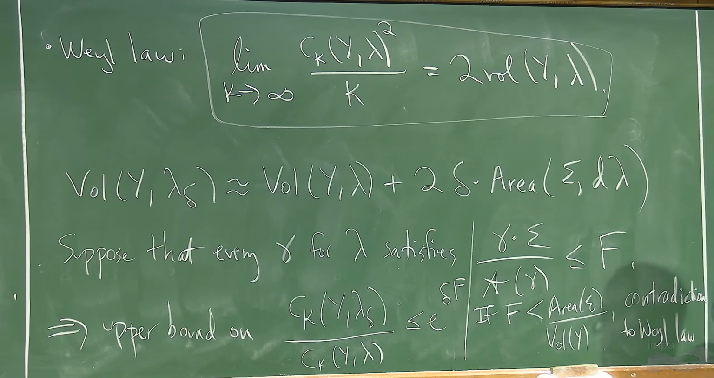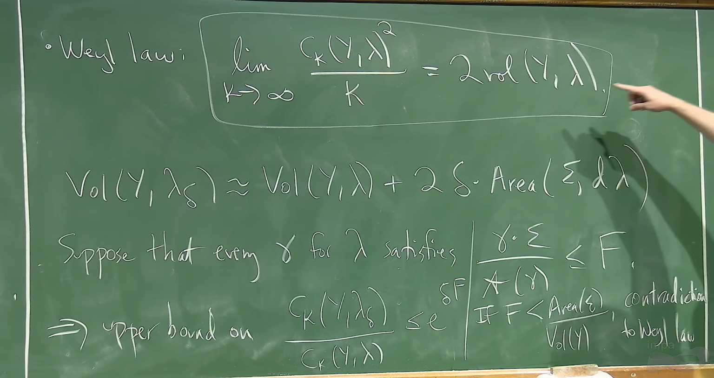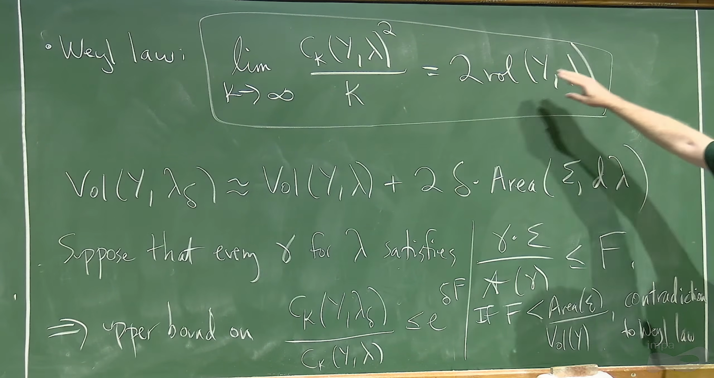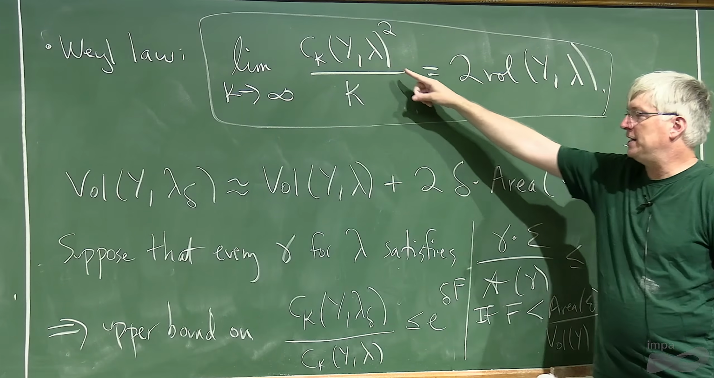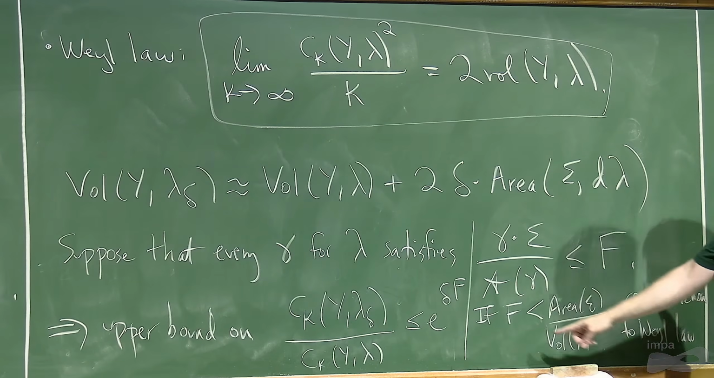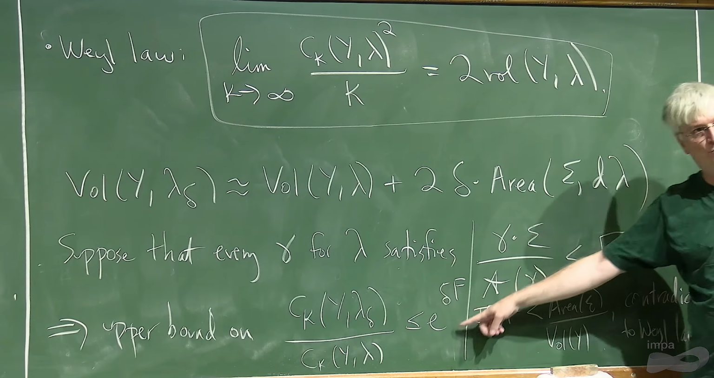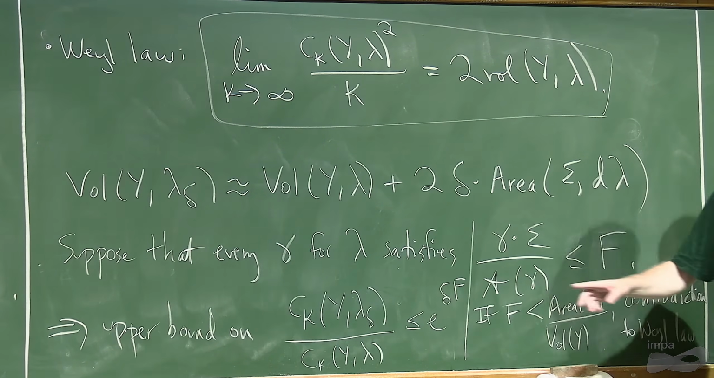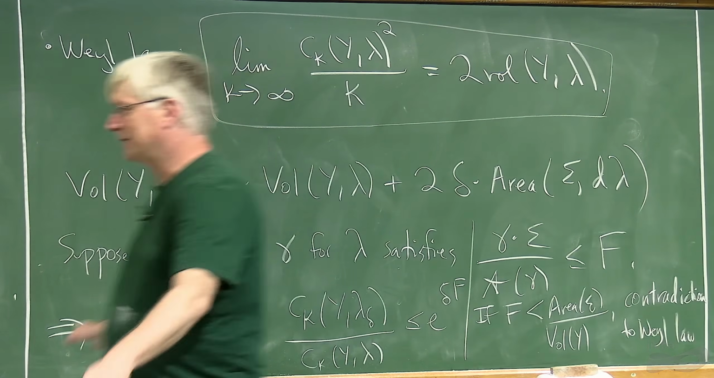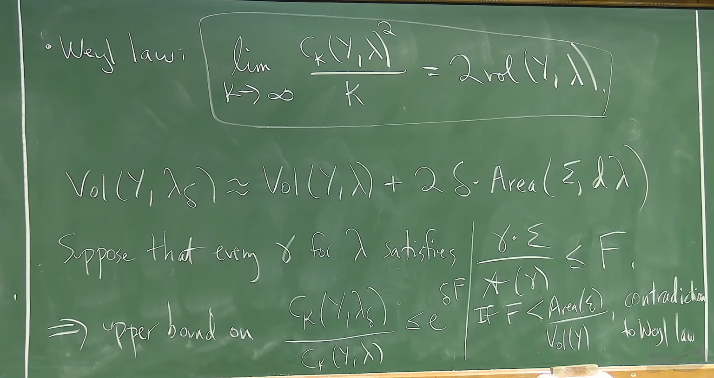So you compare the Weyl laws for lambda and lambda delta. The spectral invariants for lambda delta have to grow faster because the volume is increasing. And if f is too small, then that's not going to work when you compare it with that. That's the basic idea. The actual proof is kind of complicated, but hopefully that gives you an idea of what's going on. So thank you.